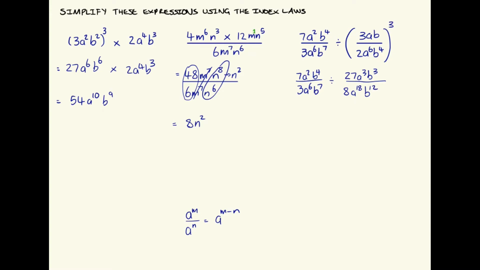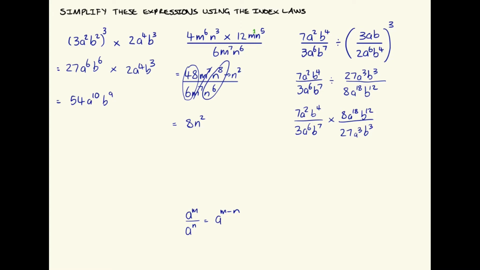Now we'll go ahead and rewrite it all over again. Instead, though, we'll multiply by the reciprocal of the second fraction. So that's just flipping it upside down. So 7a squared b to the 4 over 3a to the 6, b to the 7, multiplied now by 8a to the 18, b to the 12 over 27a cubed, b cubed.